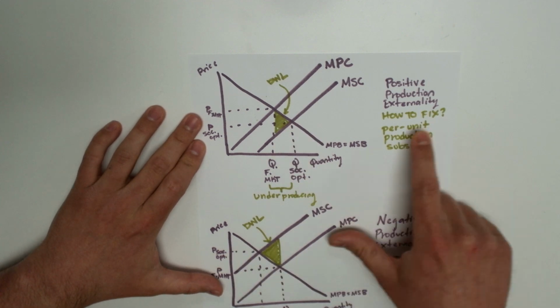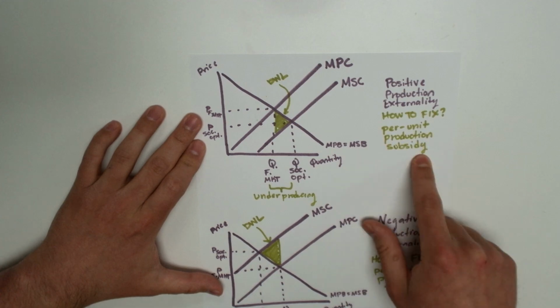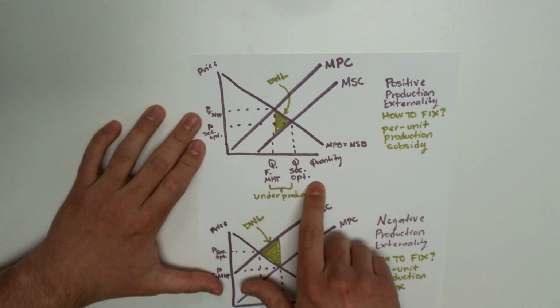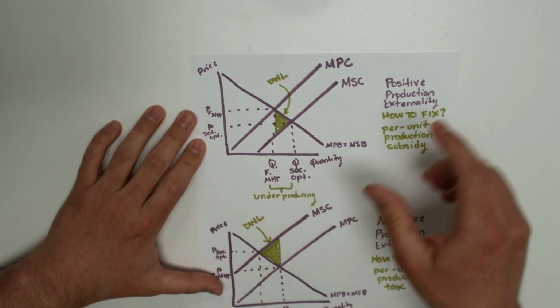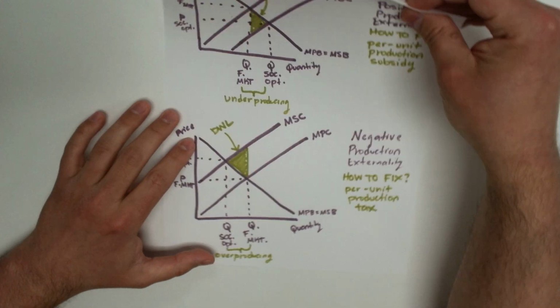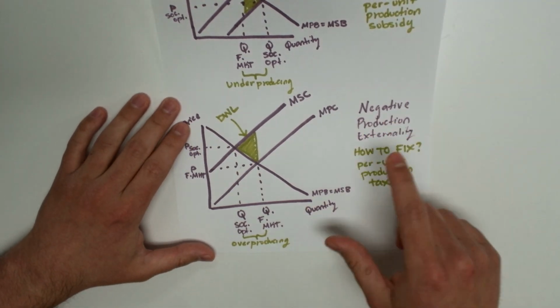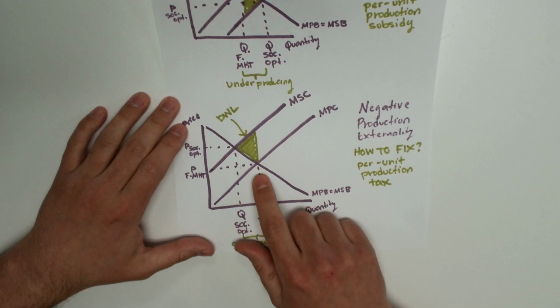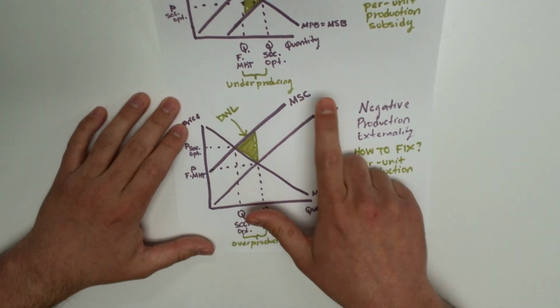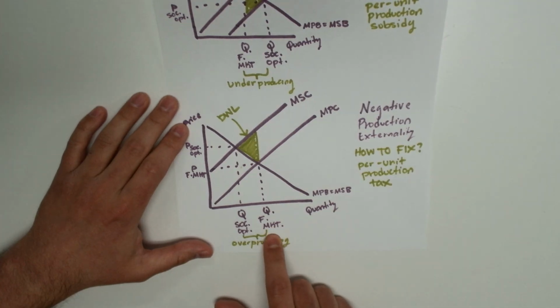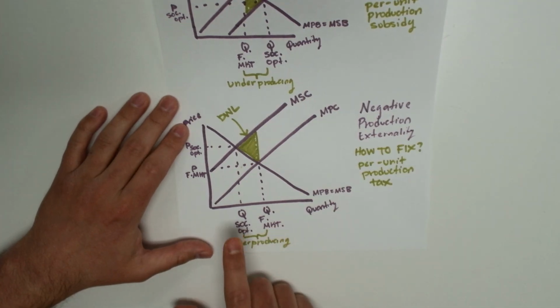We're going to fix this using a per unit production subsidy to be able to shift the production to the society's optimal amount. And then here we have a negative production externality. Negative production externality means that the marginal social cost is more than the marginal private cost. So this is what the free market is currently producing. That's what society wants it to be produced.